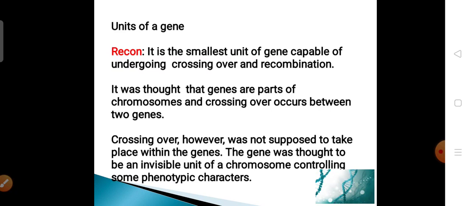It was thought that genes are part of chromosomes and crossing over occurs between two different genes. However, it was supposed that crossing over may not take place within the gene. So earlier, what is a recon? It is the smallest unit of gene capable of undergoing crossing over and recombination.